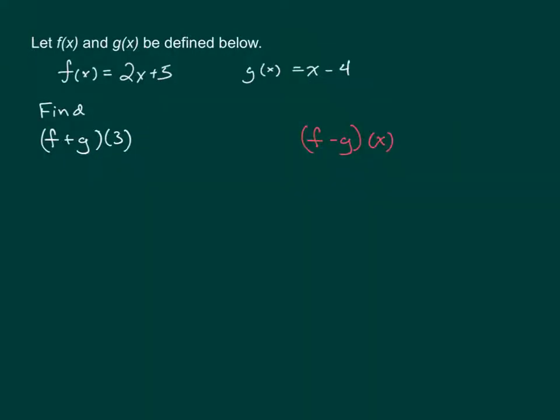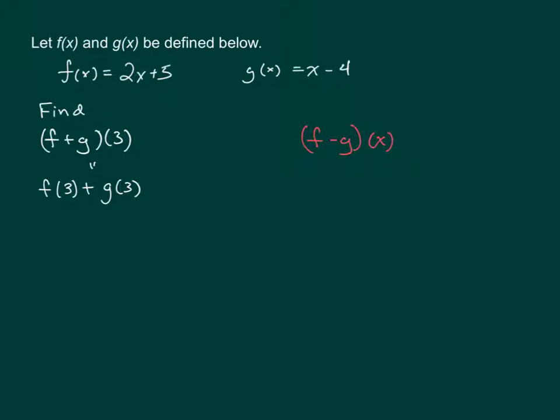Let f of x and g of x be defined below. Here they are. F of x is 2x plus 5, and g of x is x minus 4. We will be working with function operations in these 2 examples. In the first example over here, we're trying to find f plus g of 3. And what that means is that we want to find f of 3 and then add to that g of 3.